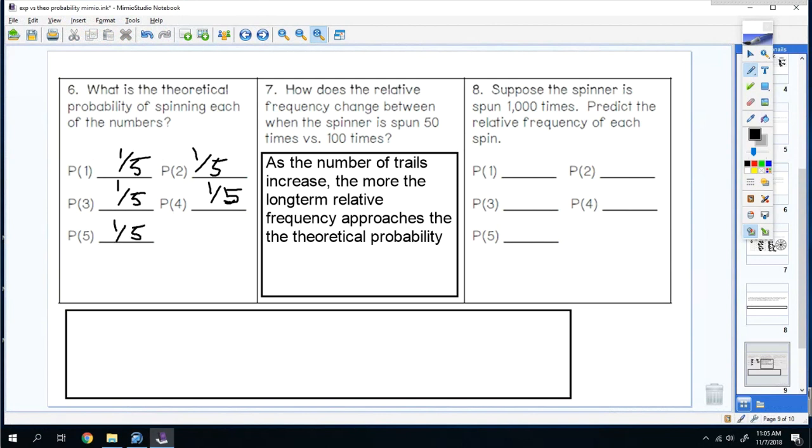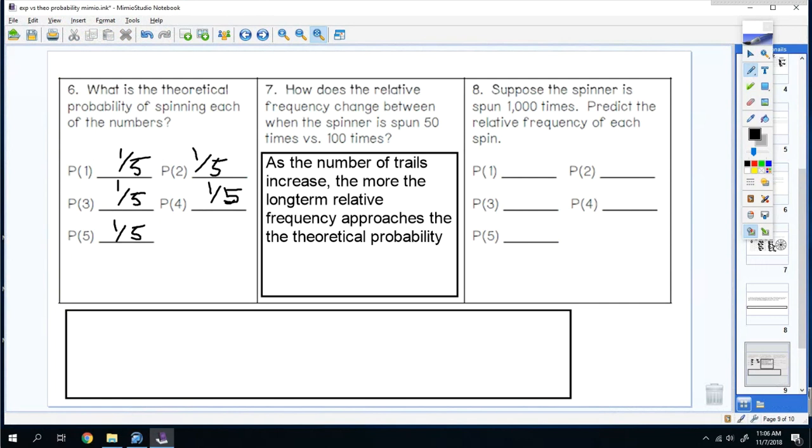So it says, how does the relative frequency change when the spinner is spun 50 times versus 100 times? As the number of trials increases, the more the long-term relative frequency approaches the theoretical probability. So basically it's saying the more you do the experiment, the closer it should get to the theoretical.